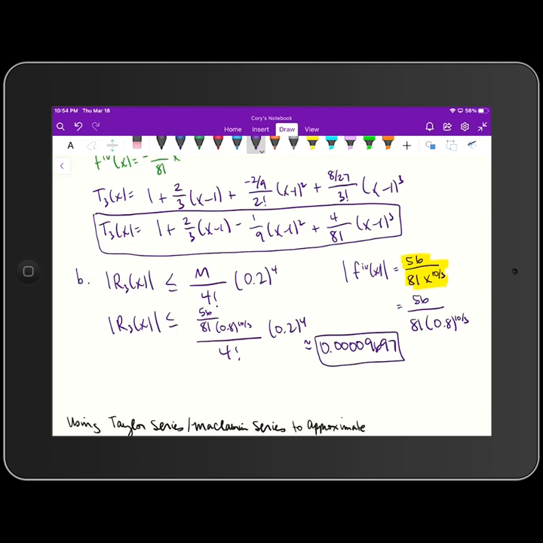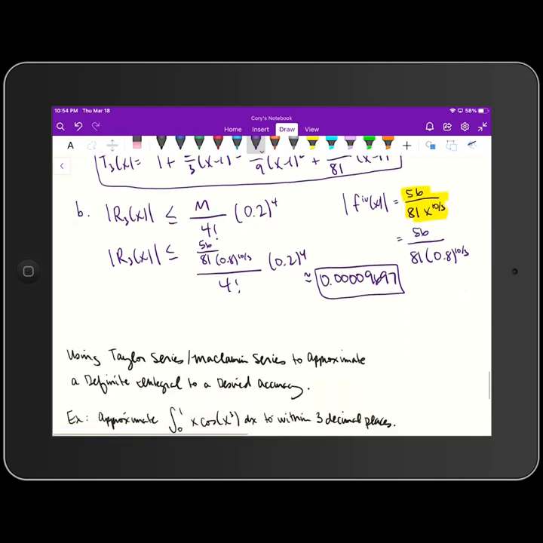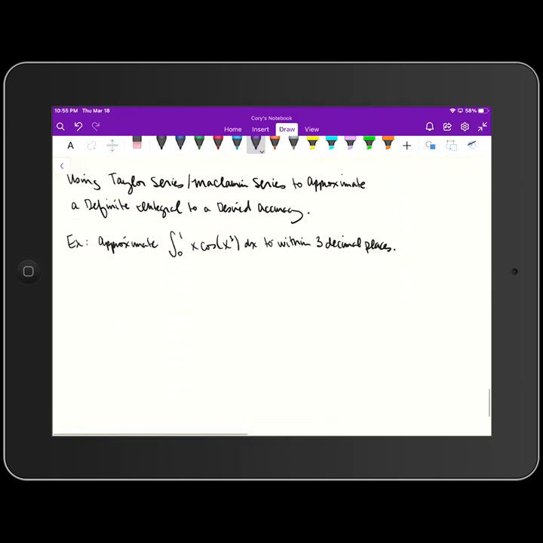Okay, so using the Taylor polynomial to estimate the value of a function, that estimation is a pretty good one for us, because the maximum error is just 0.00009697. All right, let's do one more example with this.